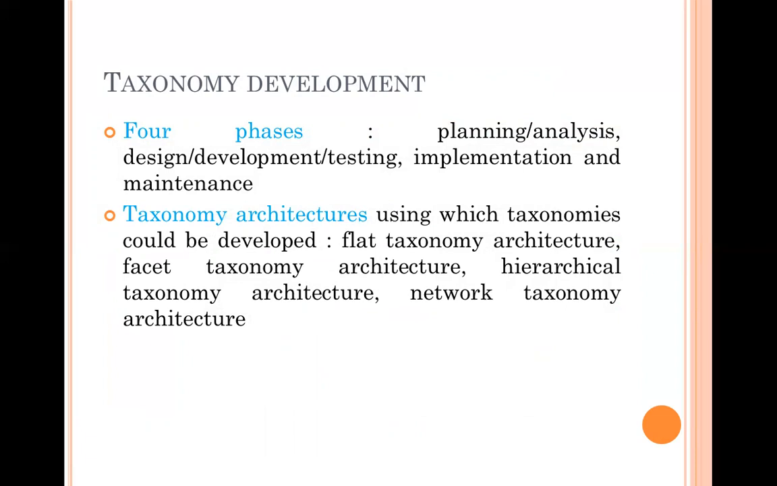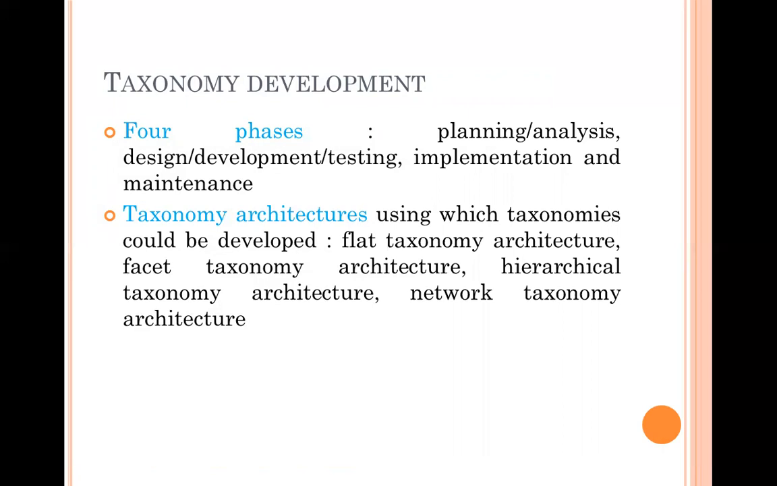So first of all, planning and analysis. You need to find out what is the topic on which you want to create taxonomy, what is the subject, or what is the name of the organization, and collect the terms. Then design, development and testing. You collect all the terms, you find out preferred terms, broader terms, narrower terms, you test it, you implement it, and then you maintain it. These are the 4 phases of taxonomy development.